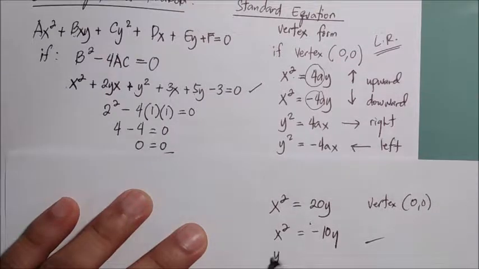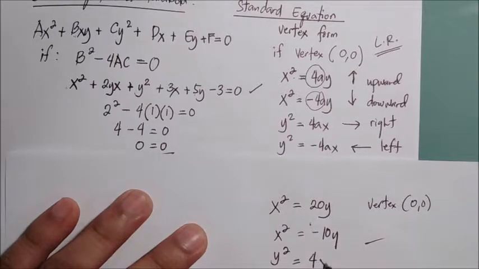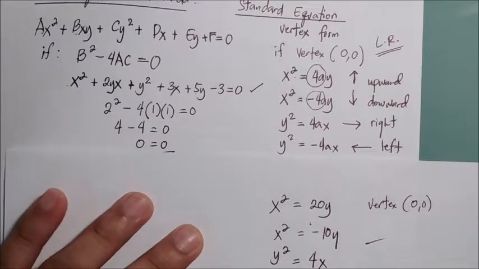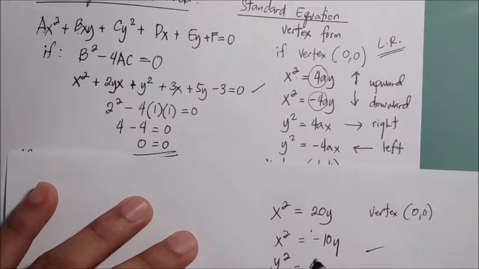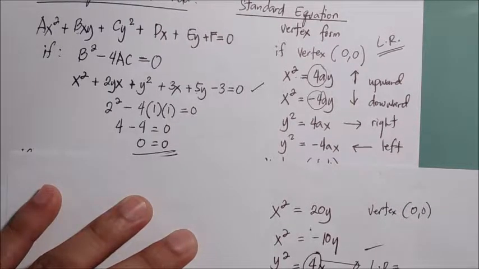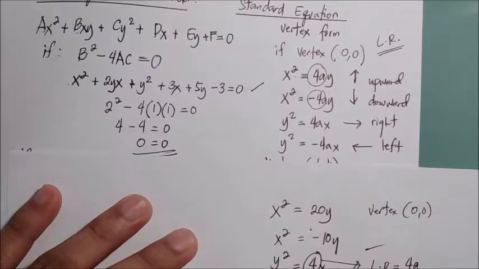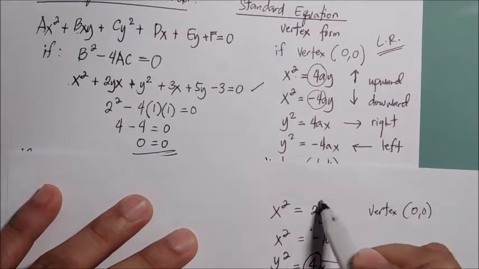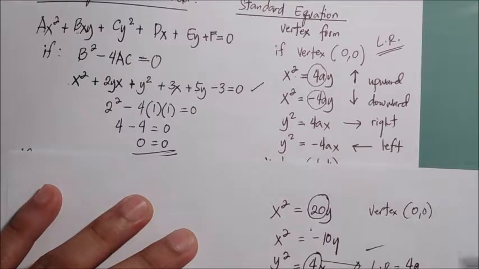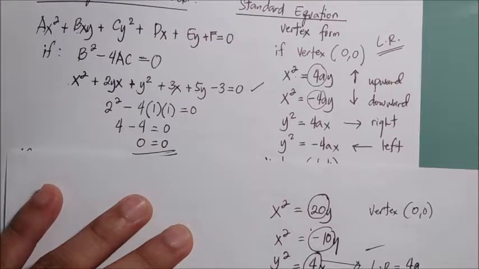If the equation is given y squared equals 4x, because this 4 is the latus rectum, and the measure of the latus rectum is 4a. So 4 is equal to 4a, the value of a is 1. 4 divided by 4, that is 1. This is 4a also. This is 4a.